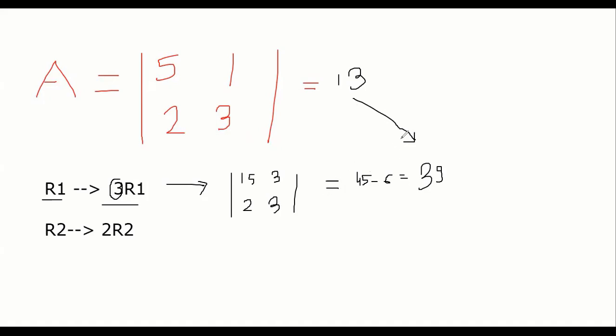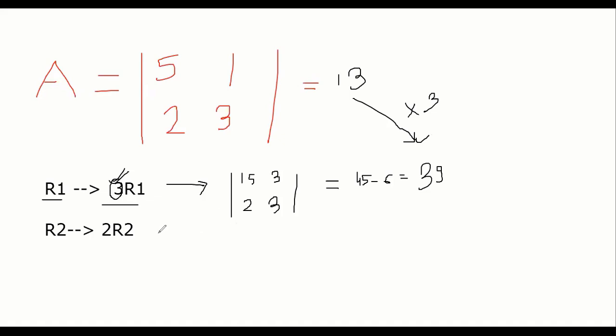So look, the first value was 13, now it becomes 39. How many times did it become? 3 times, because we multiplied by 3. So the property is, if you multiply any row or any column with a constant, the value of the determinant also gets multiplied by that constant. We multiplied with 3 here, so the value also got multiplied with 3. Okay, is it clear?